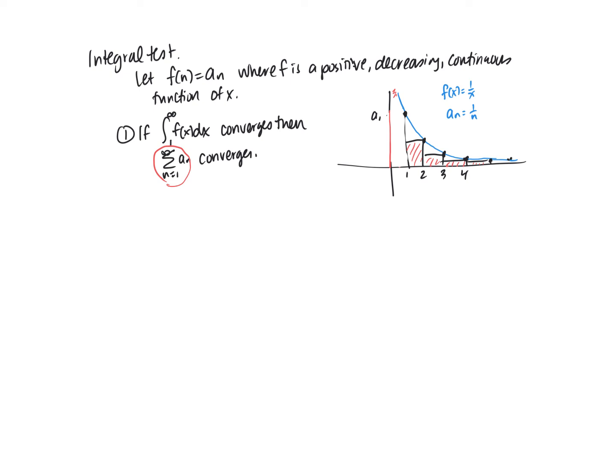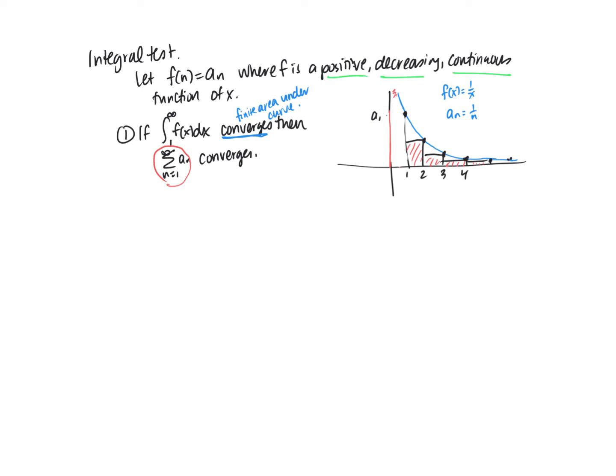So if this integral of f of x converges, and what that means is that it has a finite area under the curve, then these red rectangles are also going to add up to a finite amount of area. So that means this sum is also going to converge. It's going to add up to a finite number. And it says the same thing opposite. If that integral diverges, then the sum also diverges. And so when we do the integral test, we just need to make sure that we're checking all of these conditions, that we have a positive, decreasing, and continuous function of x.